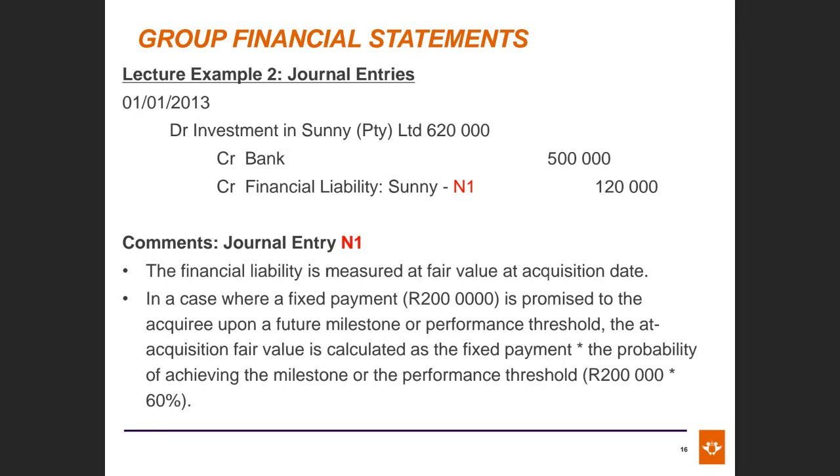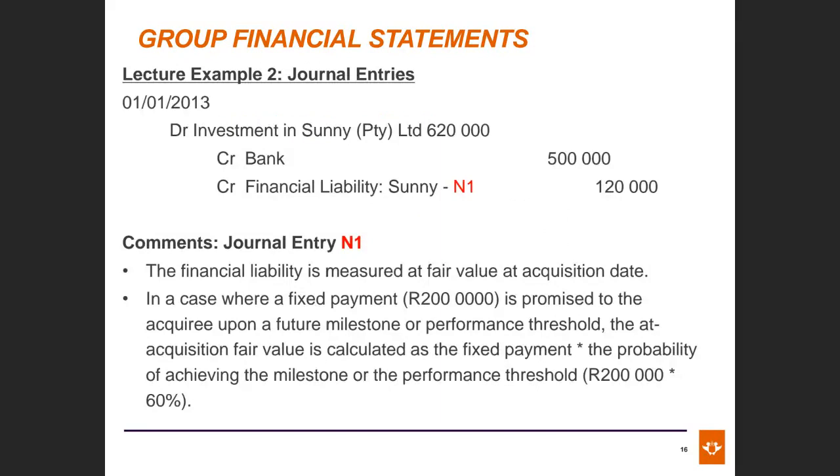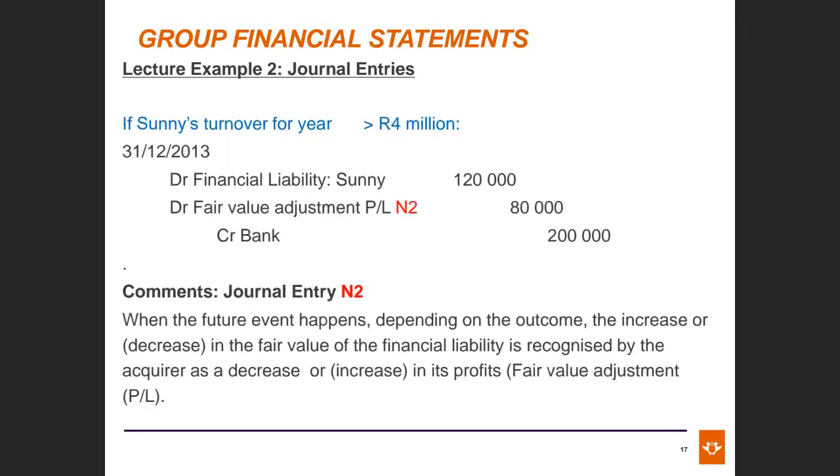Okay, so let's have a look at some other examples. Well, let's just go back to our journal entries and finish that up. So we had debit investment in Sunny, credit bank, and credit financial liability.